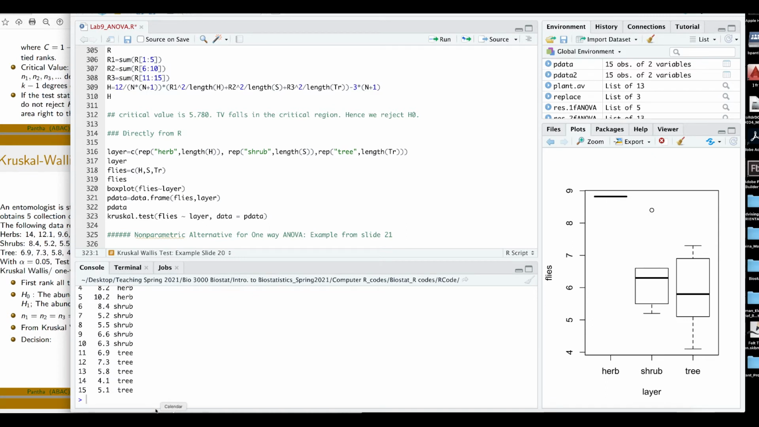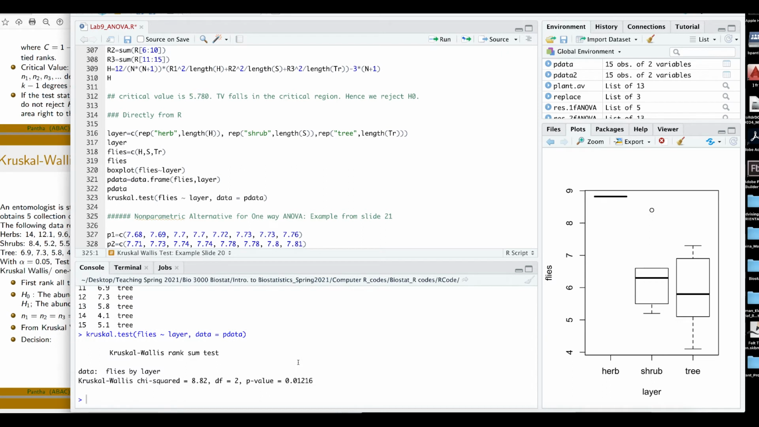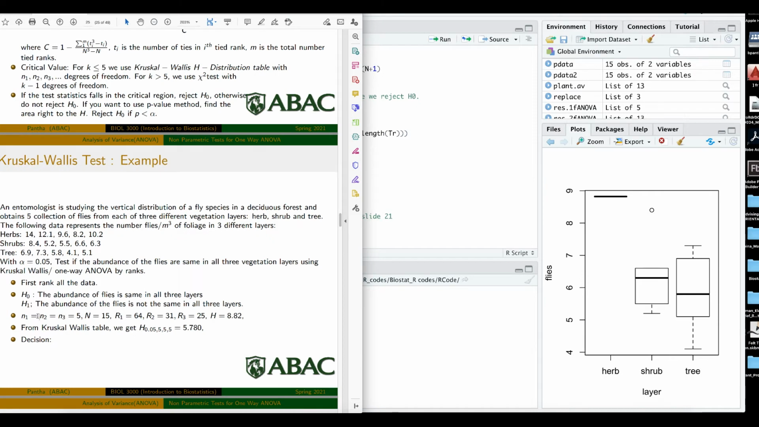So there are a total of 15 data points, right? If you do the Kruskal-Wallis test, you get the p-value. So the p-value here is 0.1216. So this is what we got, the p-value here.